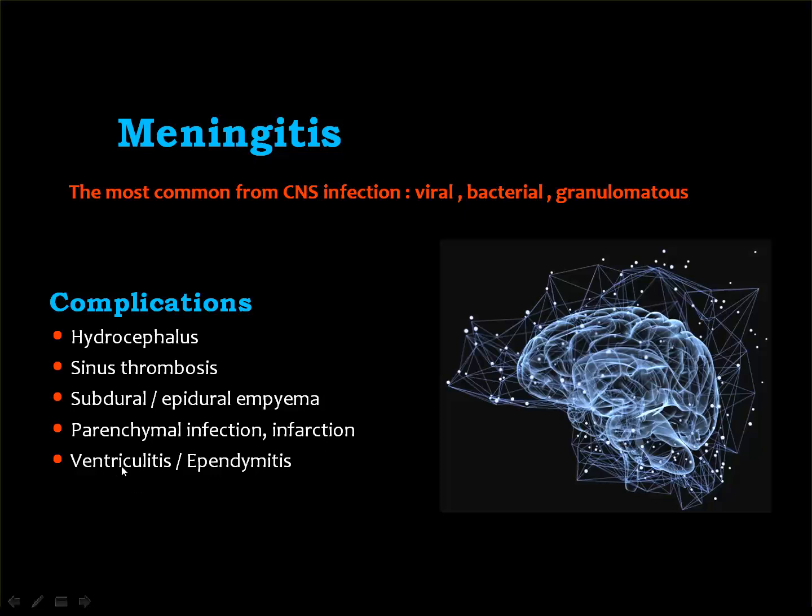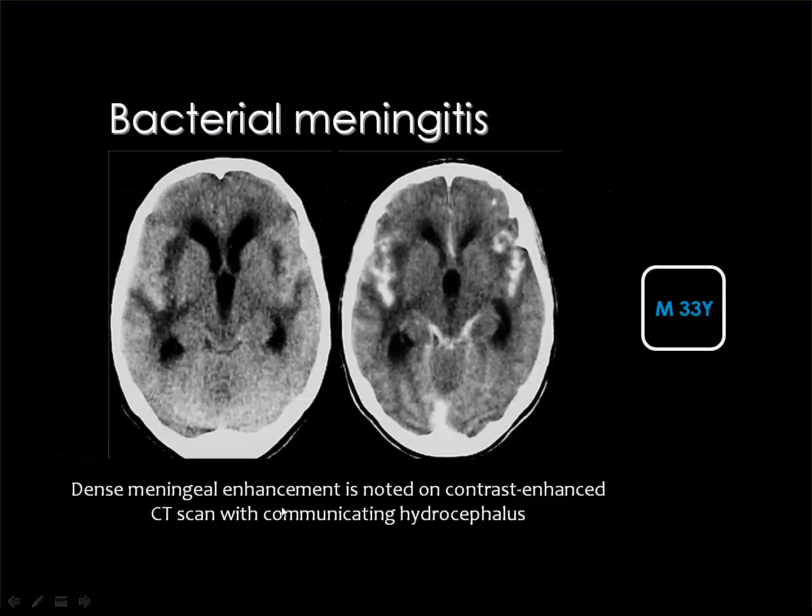Finally, if the infection has reached the ventricular wall, then the ventricle will be inflamed, and at that time it is known as ventriculitis or ependymitis. In the pre-contrast scans, you may see nothing, but many times you see dilatation of the ventricles due to communicating hydrocephalus. Diagnosis of meningitis needs injection of contrast material. Then if you inject the contrast material, you get enhancement of the basal cisterns and CSF, and the dura itself may be enhanced.